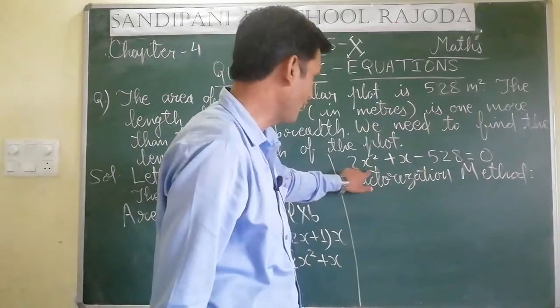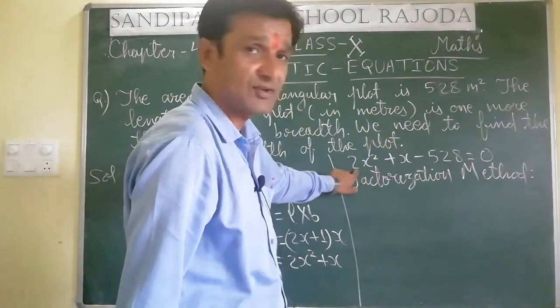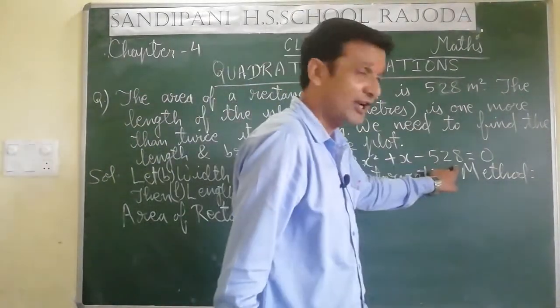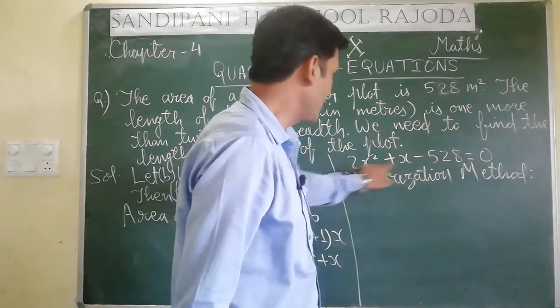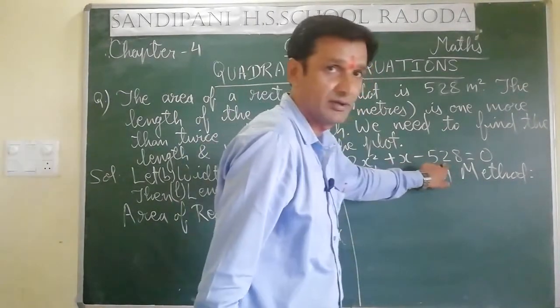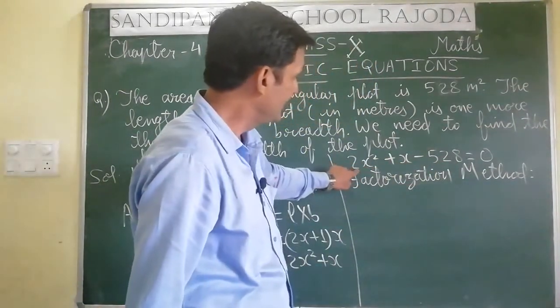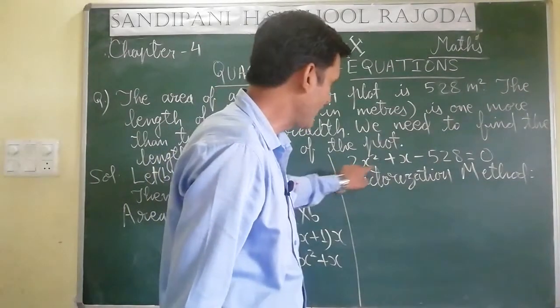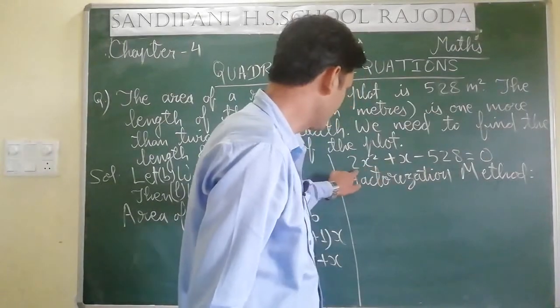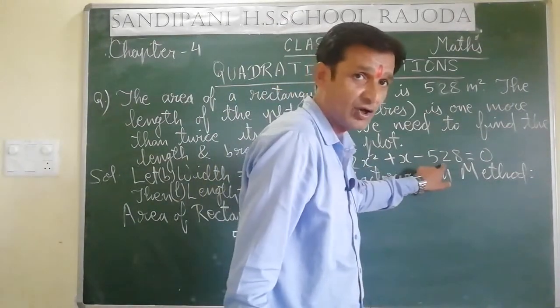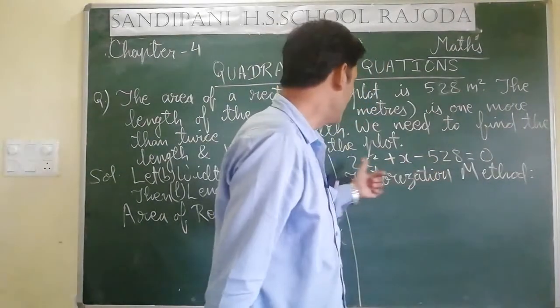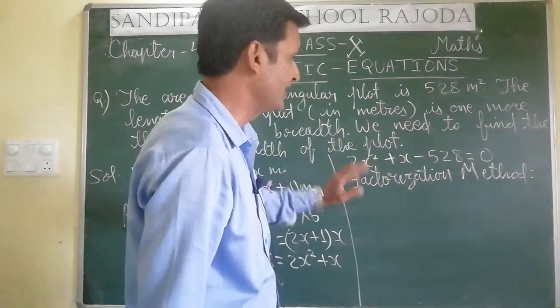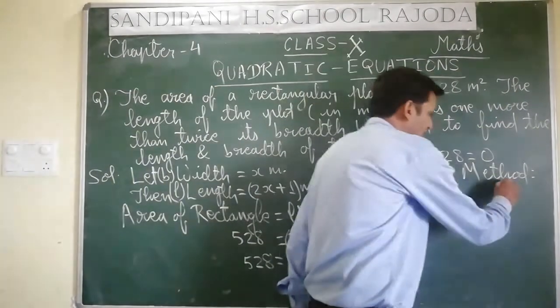First of all, the coefficient of x square is 2 and the constant value is 528. We have to multiply these two values. If it does not have any coefficient, it means it is 1, but here it is written 2, that's why we have to multiply this coefficient of x square with this constant quantity. 528 into 2 means 1056. So we have to find the factors of 1056.